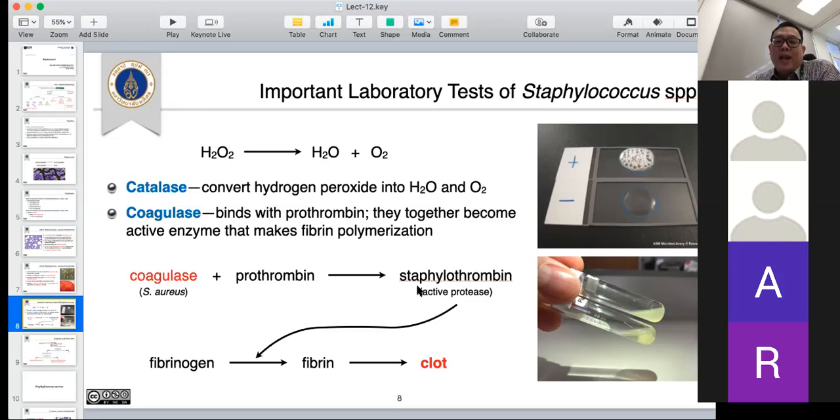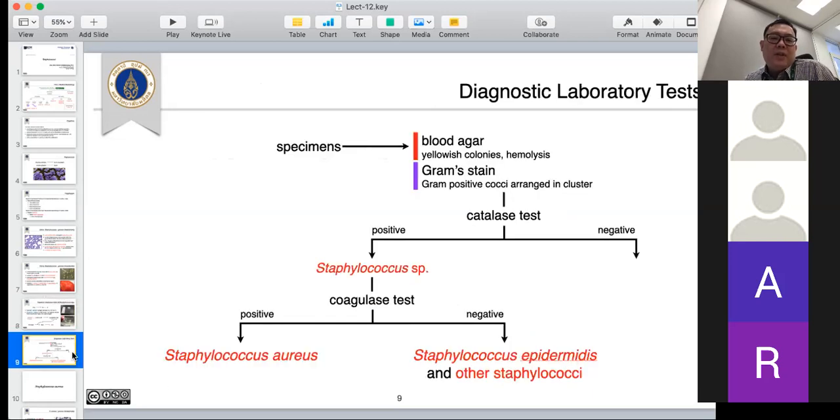This is protease enzyme. This protease enzyme will digest fibrinogen to fibrin. And a lot of fibrin makes a plasma clot. If you put plasma inside the tube and inoculate Staphylococcus, with this tube is Staph aureus. This tube with the other staph, you probably see it is clot, like the protein inside the plasma becomes clumpy like a ball. That's the key laboratory test.